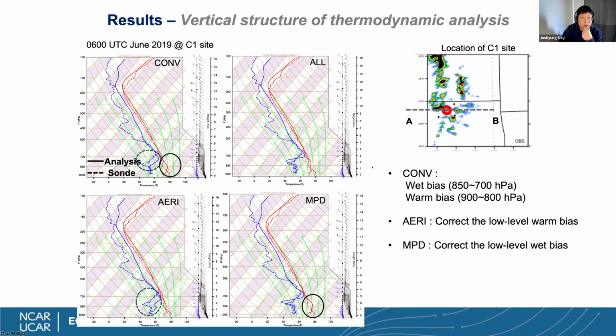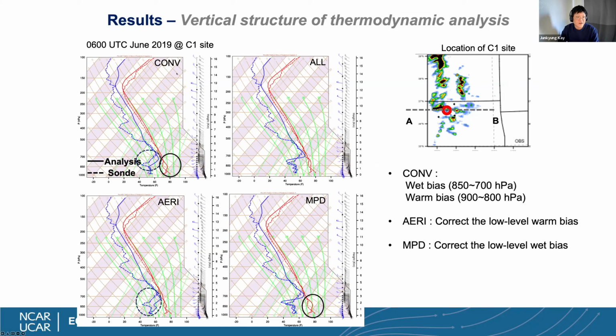So from this previous result, we have verified the positive impact on the ensemble forecast and also the deterministic forecast. Now I would like to investigate the impact of MPD on the initial condition and the analysis field. This is the vertical structure of the thermodynamic analysis at this observing site. The solid line is the analysis, or initial condition, and the dotted line is the observation from the sonde.